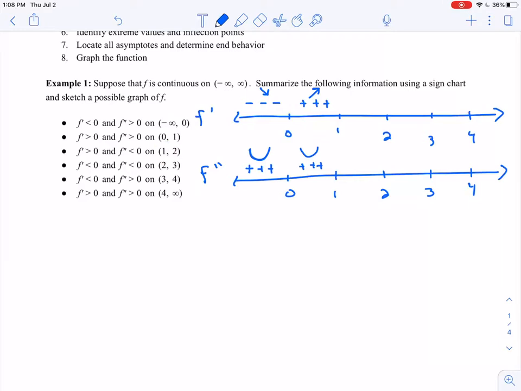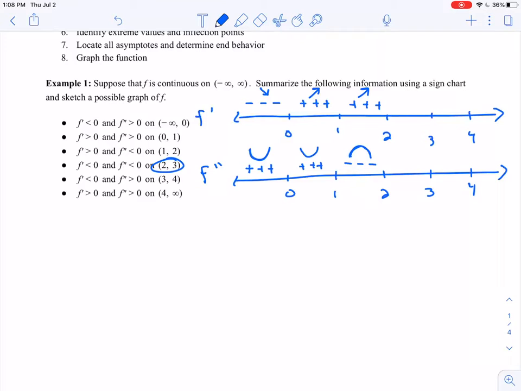Next, on 1 to 2, that's this interval right here, the next one over. Well, I know that f prime, my first derivative, is greater than 0. In other words, it's positive, means that my function is increasing. And I know that f double prime is less than 0, so it must be negative. So now I have a switch to a concave down graph.